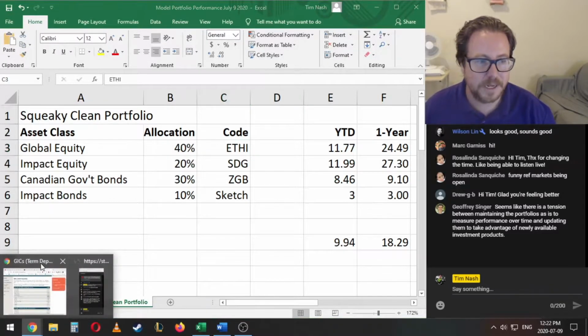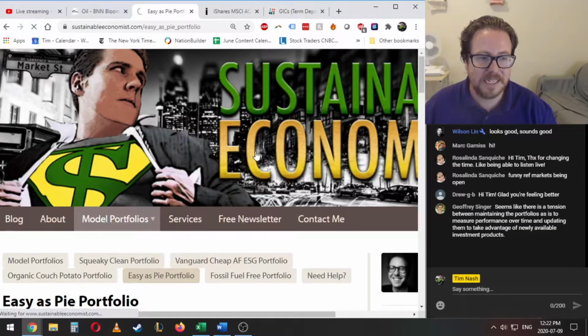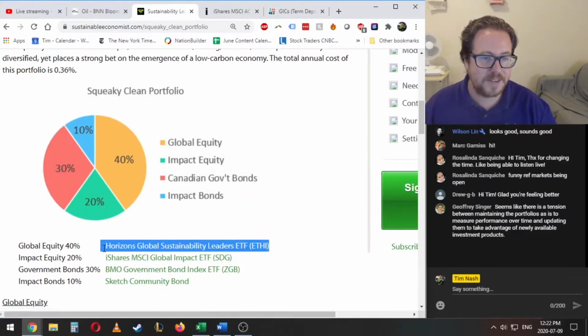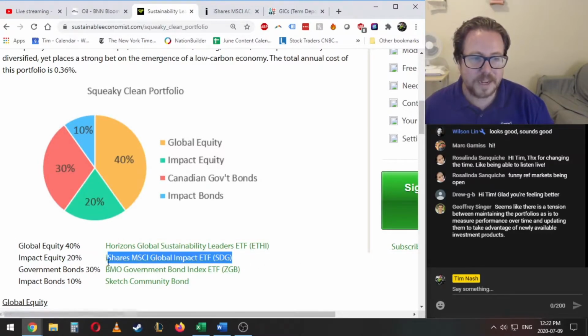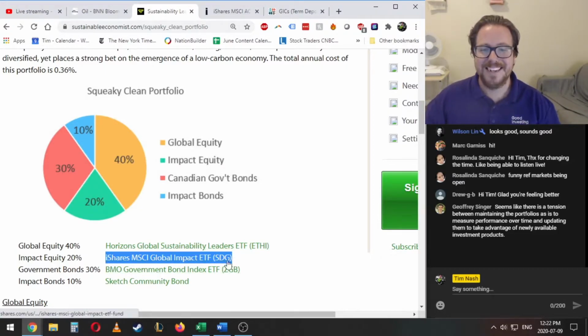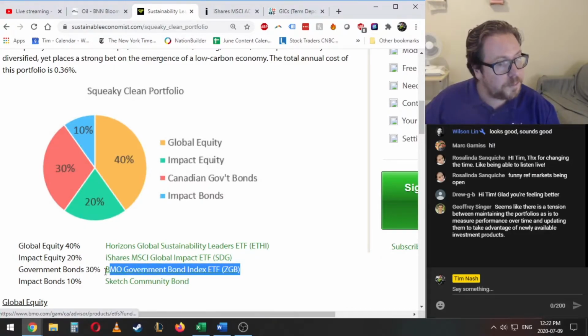Here, why don't I just bring it up so you can see it on my website, because it's nice and pretty here. So my Squeaky Clean portfolio, I've got the Horizons Global Sustainability Leaders ETF, but because it's not quite as diversified as I want, I do have it alongside this iShares MSCI Global Impact ETF, which is aligned to the Sustainable Development Goals. And then the BMO Government Bond ETF, which again is a little bit newer, but is cheaper than the iShares version.